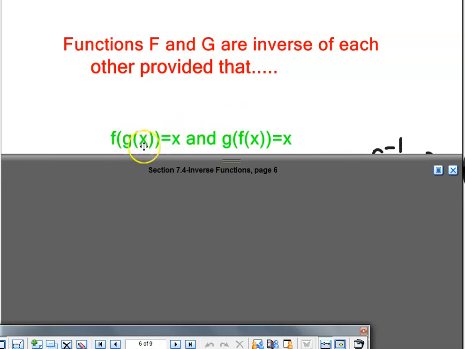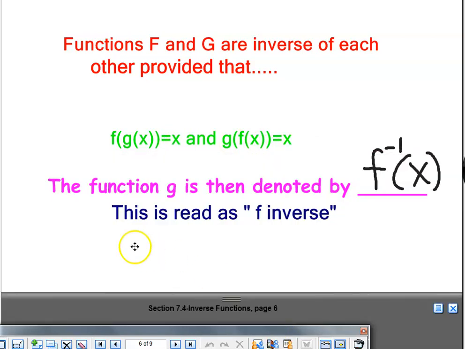So anytime you put in an x, you get back an x. Put in an x, get back an x. They are inverses, and just so you're clear, we denote inverses as f to the negative first power. This is read as f inverse. Now, you don't have to flip this around as a fraction. This is common notation as you're going forward in math.